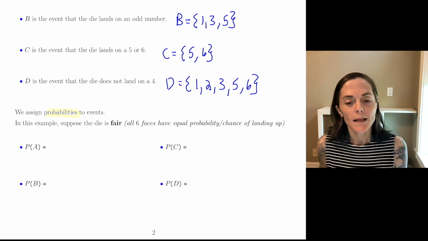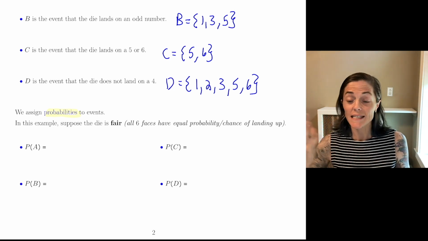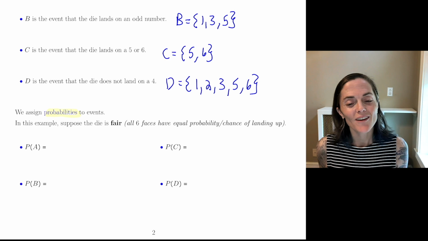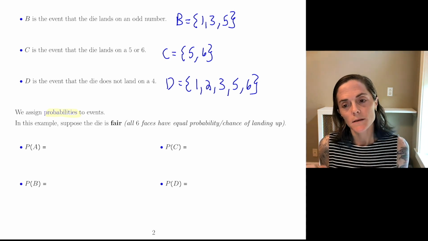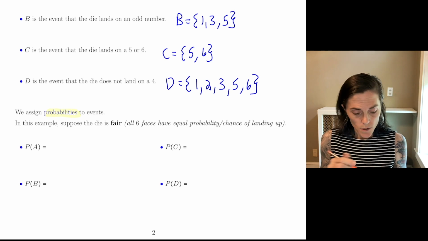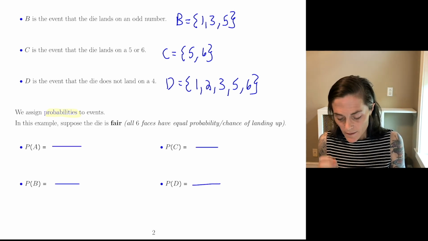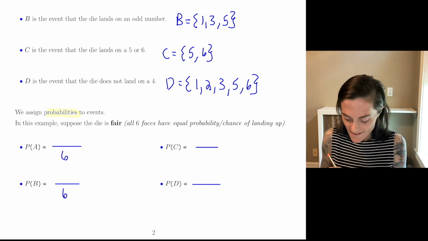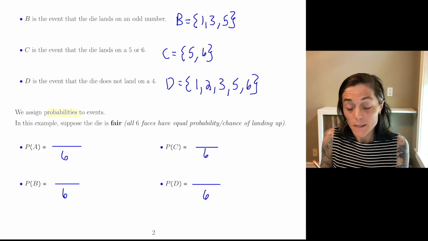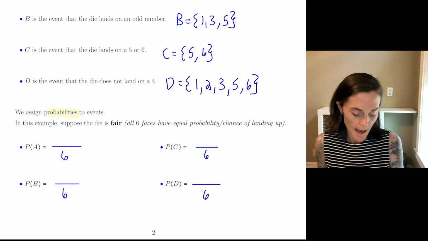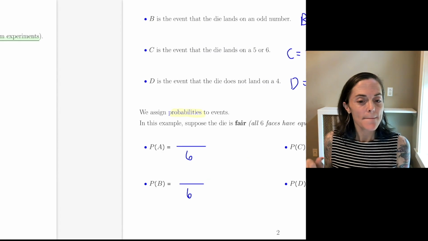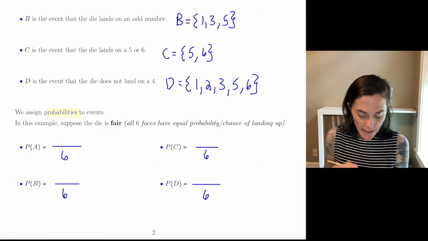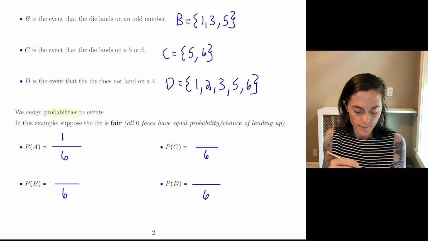So in this example, suppose the die is fair. That means all 6 faces have an equal chance or probability of landing up. How could we figure out the probability of each of these 4 events? Well, we can count here. So you notice that we have 6 total outcomes. This is the number of elements, or cardinality, of my sample space S. And then event A, well, there's only one outcome here. And so the probability that this event occurs is 1 over 6.